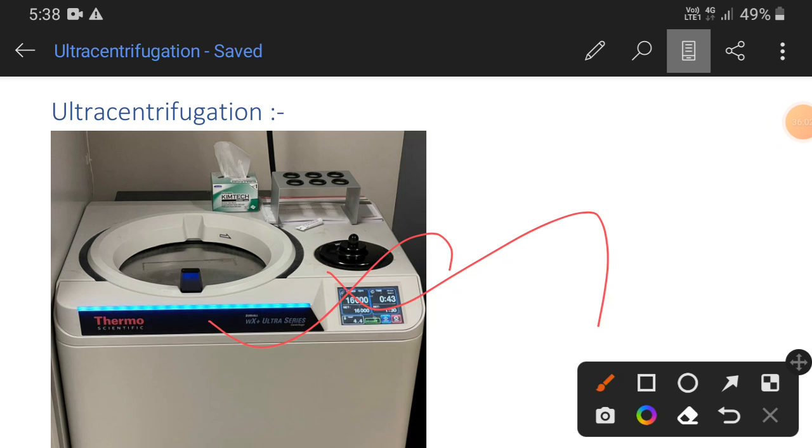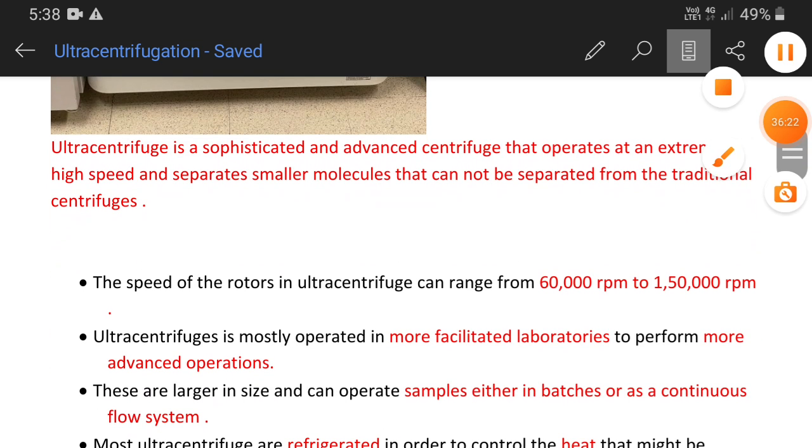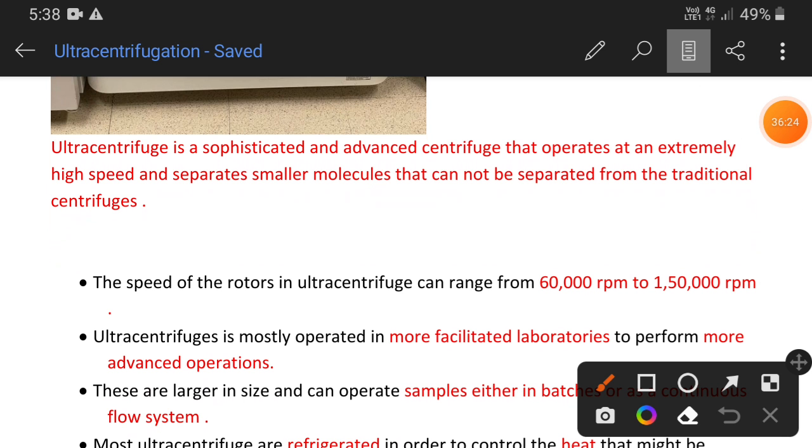Okay, so ultracentrifugation can move at a speed of 60,000 rpm to 150,000 rpm. That separates more smaller molecule that cannot be separated by normal centrifugation. So ultracentrifugation is preferred for most facilitated laboratories and in more advanced operation.